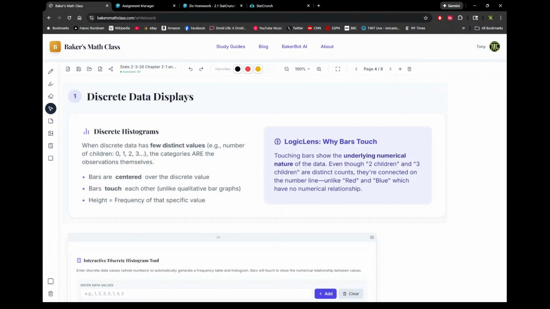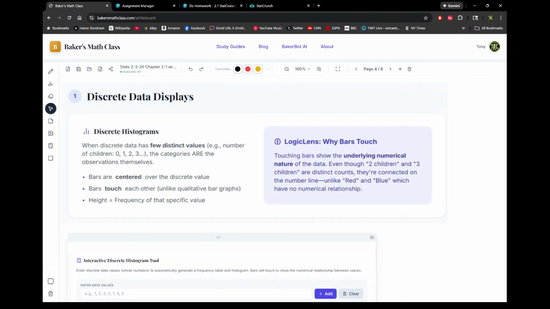The difference between 2.1 and 2.2: 2.1 is qualitative data, 2.2 is quantitative data. That means all of my data is going to be numerical, which means I can do a lot more with it. We're going to have different types of data displays. First, let's look at what we just did with the frequency table. The first one is discrete data.